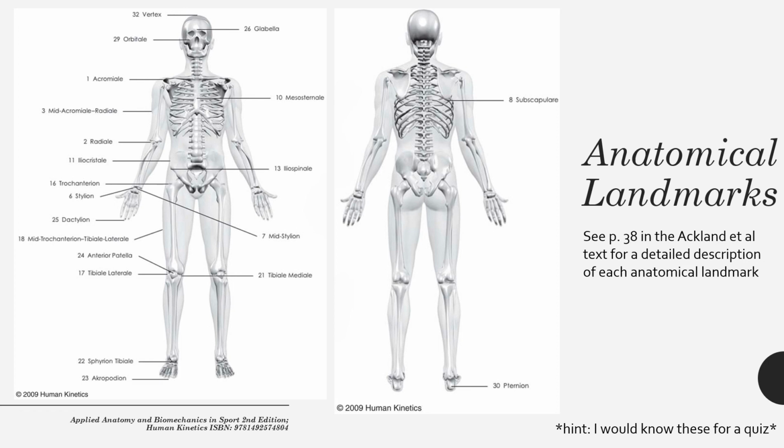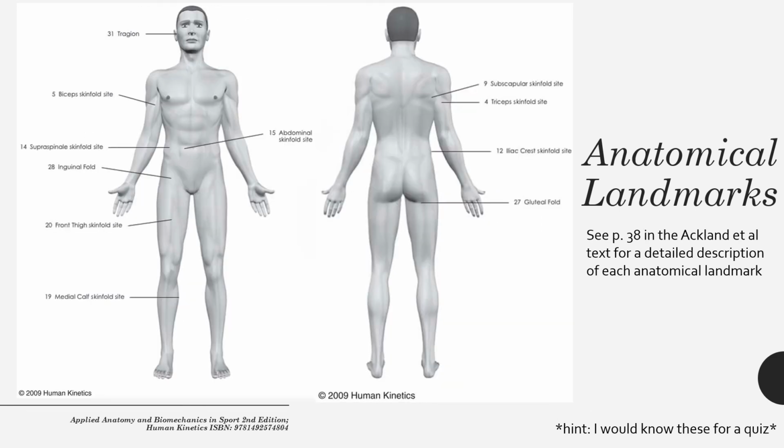Next, I need you to pay attention to some of your anatomical landmarks. If you go to page 38 in the Ackland textbook, it has a very detailed description of each of these landmarks. I've just provided you with the pictures to help you study this. When you start working through your Unit 1 practice problems, this will actually be one of your Flipgrid assignments where you go hunt down some of these listed landmarks. Again, here are some other landmark sites for you to know. Again, go see page 38 in the Ackland textbook. If you notice at the bottom it says, hint, hint, I would know these for a quiz, or your Unit 1 problems, or your upcoming test. All of those would be valid reasons to pay attention to these.